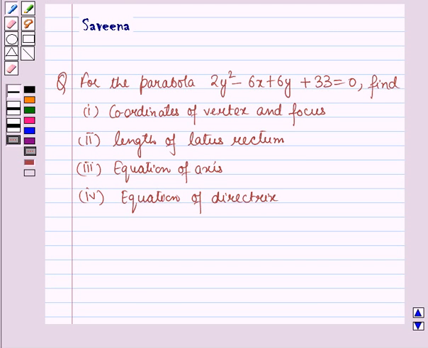Welcome to the session. In this session, we will discuss a question which says that for the parabola 2y² - 6x + 6y + 33 = 0, find first, the coordinates of vertex and focus; second, the length of latus rectum; third, the equation of axis; and fourth, the equation of directrix. Before starting the solution of this question, we should know some results.